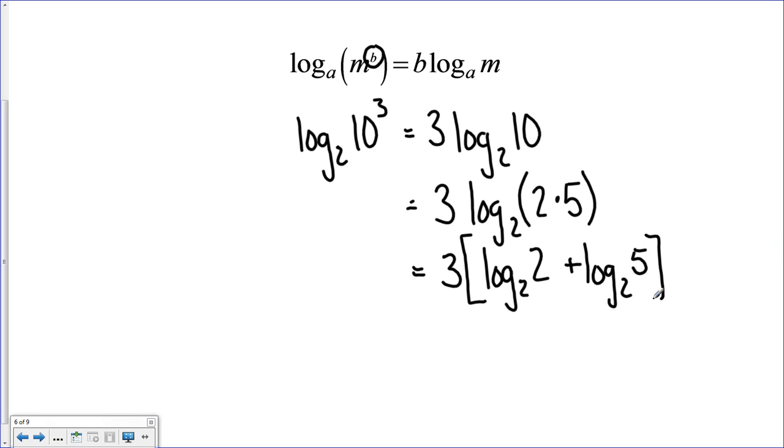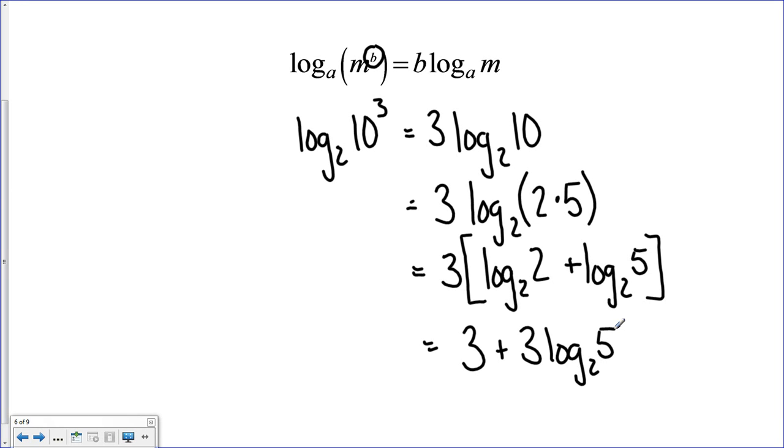Well, I kind of did this on purpose. The log base 2 of 2 is 1. So that's 3 times 1, which is 3, plus 3 log base 2 of 5. So I just wanted to show you that what used to be a power is now a product, a multiple in front, that needs to be distributed if you start to apply other properties of logarithms.